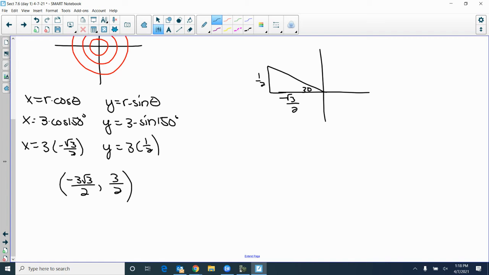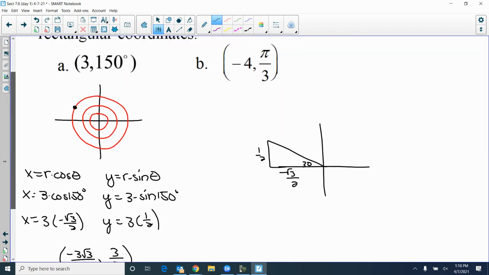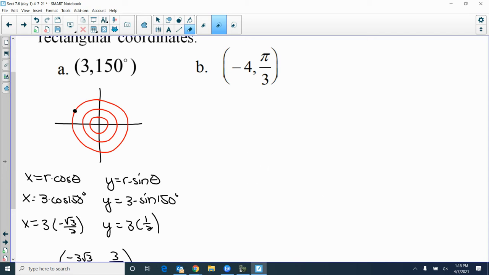All right, take a look at the second one. If you think you're good, go ahead and get started. I'll do it here in a second. I'm going to draw it out first. Where is negative 4 pi over 3? Think about where it's at. Use negative 4 as your R value. Do not make it a positive. You use whatever it tells you. Use negative 4.